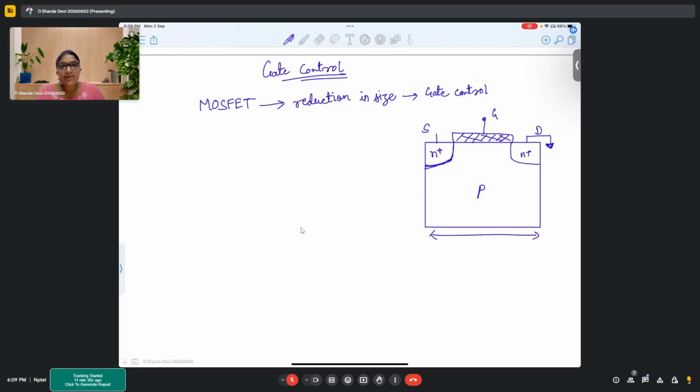That's why we see new devices every now and then. We started with planar MOSFET, then came FinFETs, then gate-all-around FETs. Now we are moving to 2D devices. The major constraint that we talk about is that we want gate control.